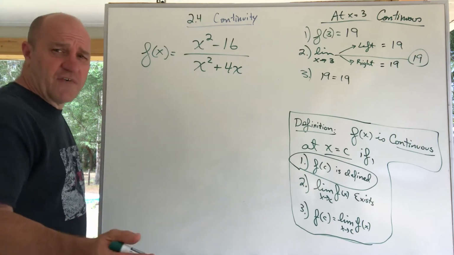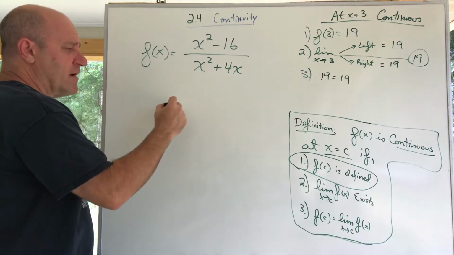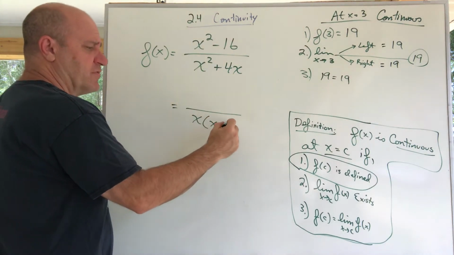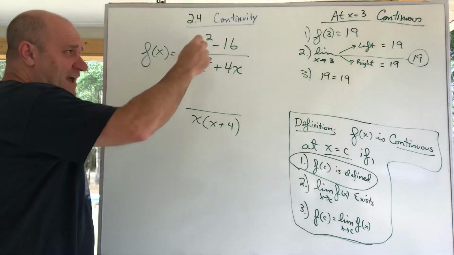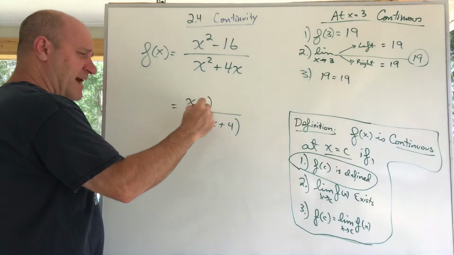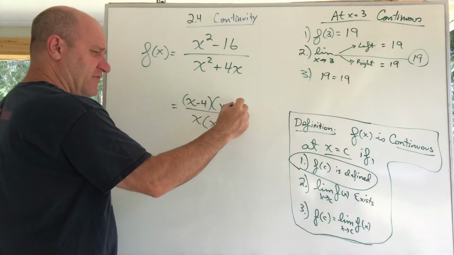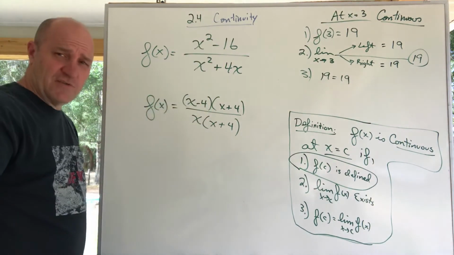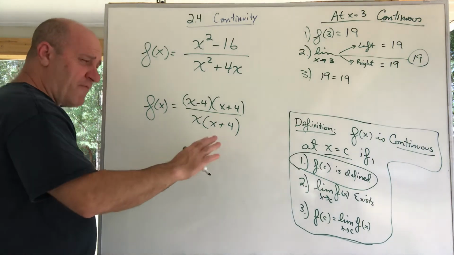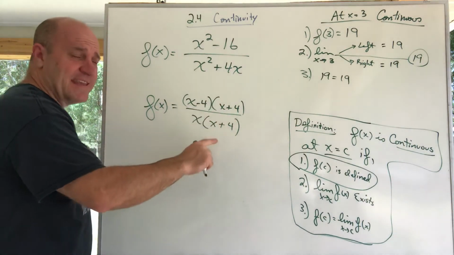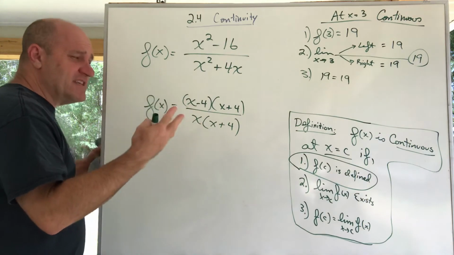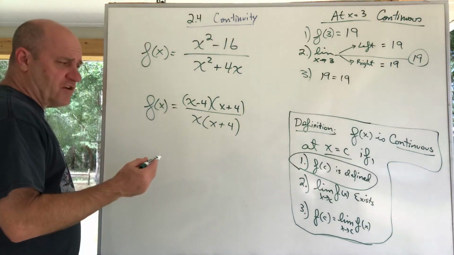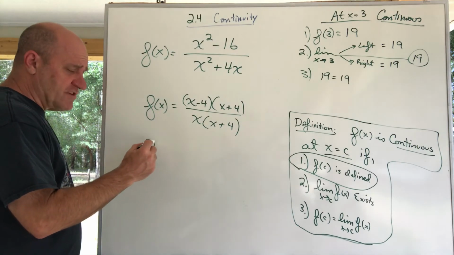Well, of course, it's undefined when the denominator is 0, so I'm going to factor the denominator. If I factor out an x, I get x and x plus 4. Now, I'm going to go ahead and factor the numerator. The numerator is x minus 4 and x plus 4. It's a nice difference of 2 squares. So I didn't do anything except a lot of factoring there. Factoring's useful. Now, before you cancel anything away, you're tempted to cancel that away. Hold on a second. Is this function undefined? Yeah. And so it fails step 1. The function is undefined, and those are discontinuities.